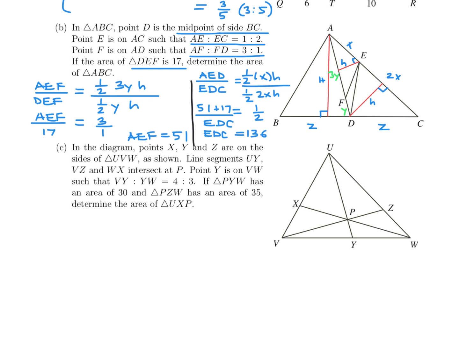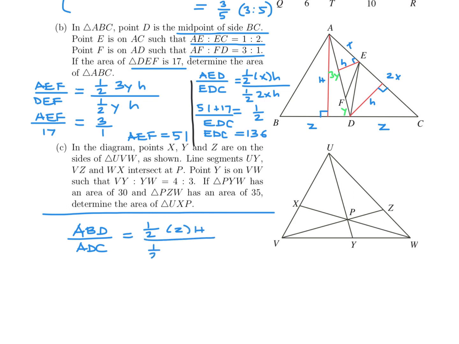And then finally, I guess I have to do it down here. I don't have any space left. The final comparison will be triangle ABD and triangle ADC. The big ones, ABD and ADC. So the top one is 1/2 base, which is Z, times height. The bottom is 1/2 base, which is Z, times height. And this basically is a 1-to-1 ratio.